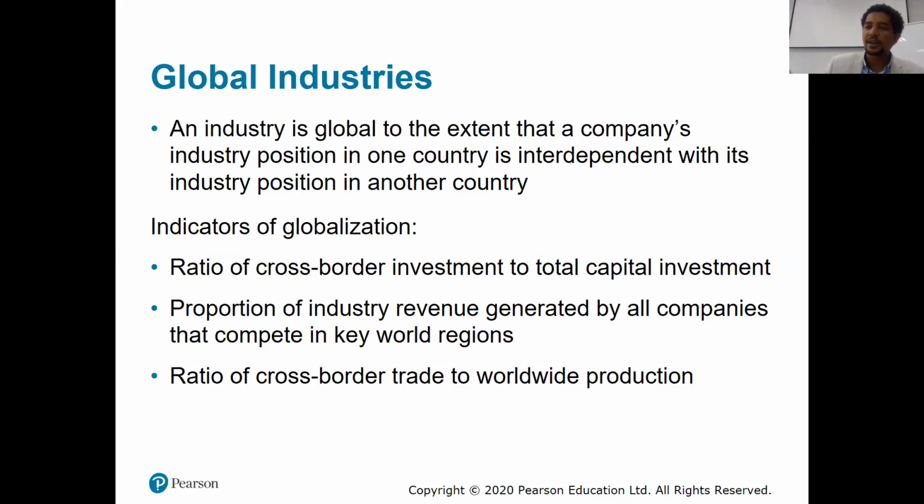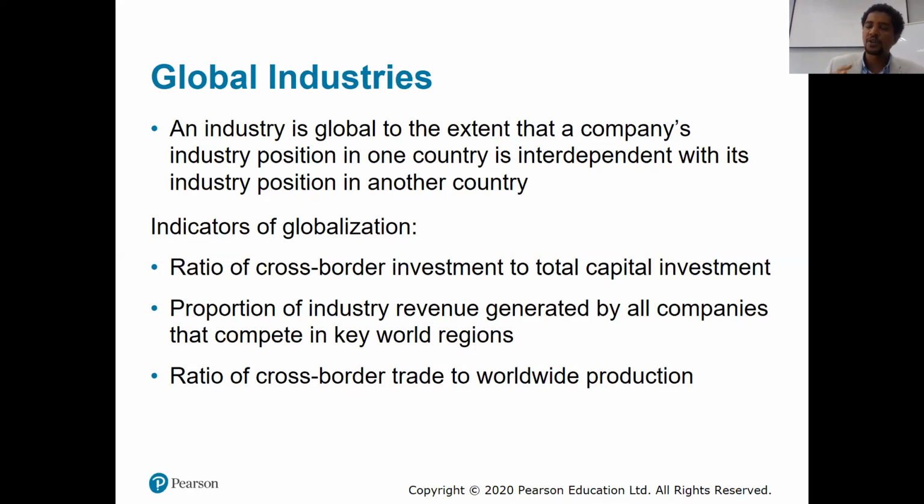Because these subsidiaries in other countries make money or sell their products, but still the profits of these subsidiaries will be sent back to the parent company, right? And also some management and some issues will be handled by the parent company. So there is interdependence between a company in one country and a company in another country when we say it's a global industry. Indicators of globalization could be the ratio of cross-border investment to total capital investment. As I have said, we have Samsung in Korea, but we also have Samsung in other countries, which are subsidiaries of this parent company.